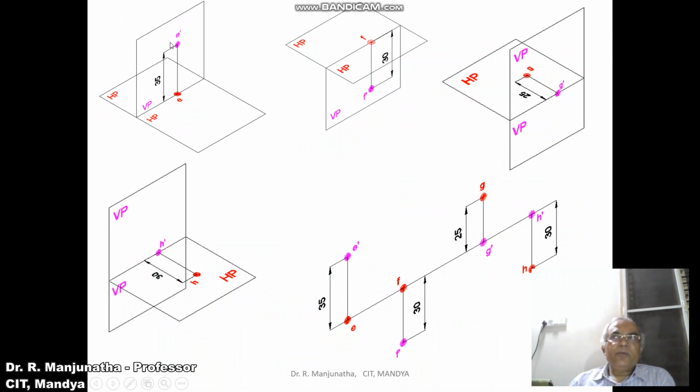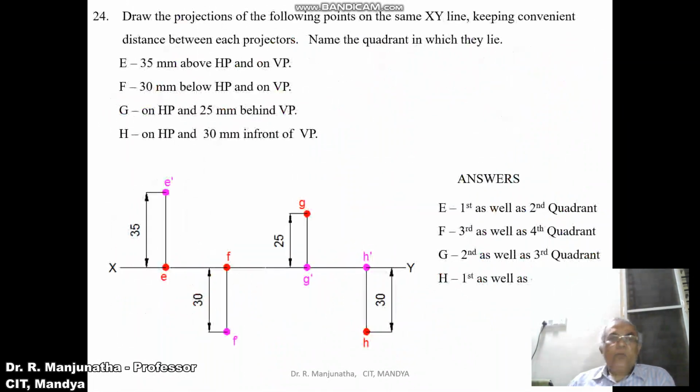When you look from the top view, it is on VP, so obviously the point will be on HP, so it will be on the XY line. When you rotate HP down in the first quadrant, in the second quadrant HP will be rotated to the top, but the image is going to lie on the same plane. So that means E will be on the XY line, and E dash will be above the XY line. Now, we will consider the second point.